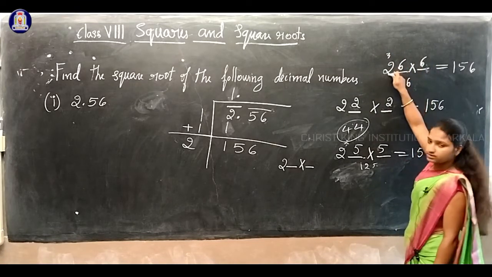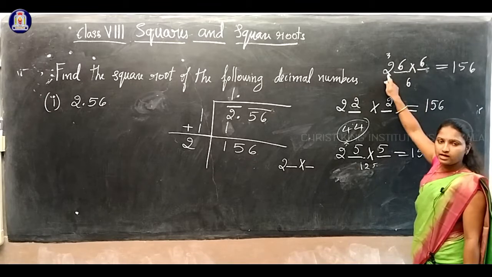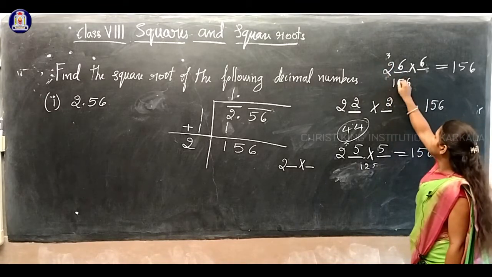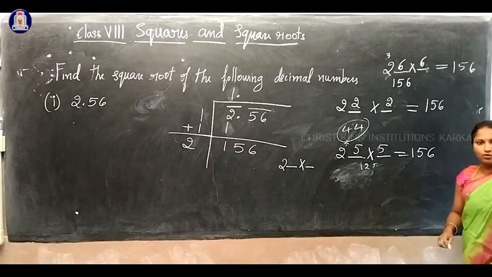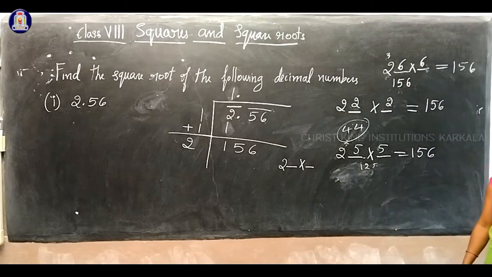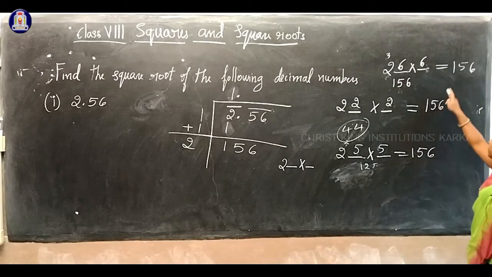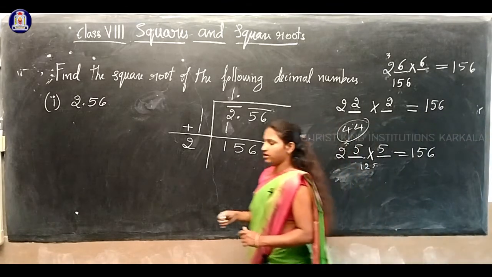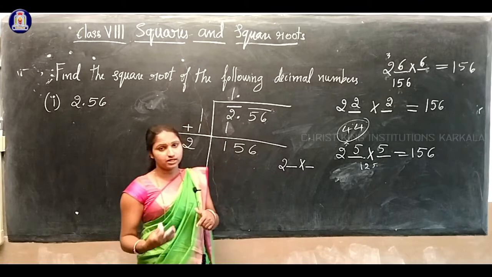6 2s are 12, 12 plus 3 will get 15. Is the answer equal to 156? Yes, that is exactly equal to 156. So if you write 6, we'll get the same answer. So we have to check the next number also.